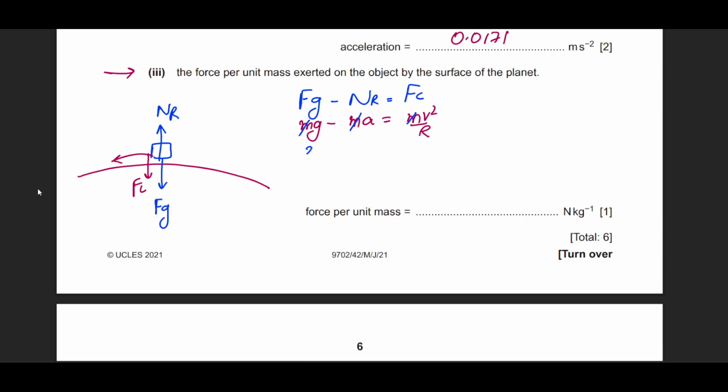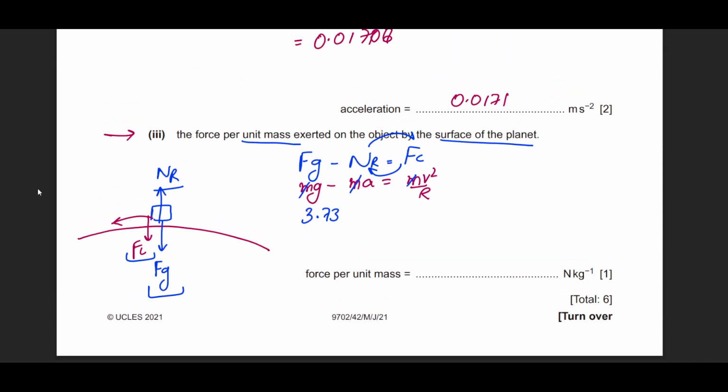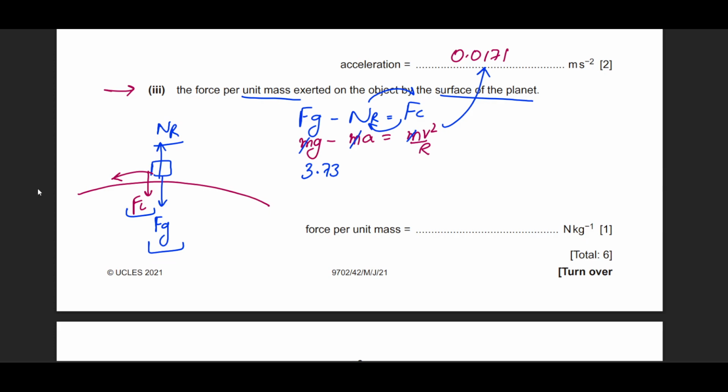So 3.73. And since we're supposed to find the force per unit mass on the surface of the planet, we're going to take the normal reaction onto this side and bring this over to the other side. What does the planet have to provide in order to act against the weight while the centripetal force exists? So let's bring centripetal force over here. The answer of v square over r was already found as 0.0171. While coming on this side, it will become negative.